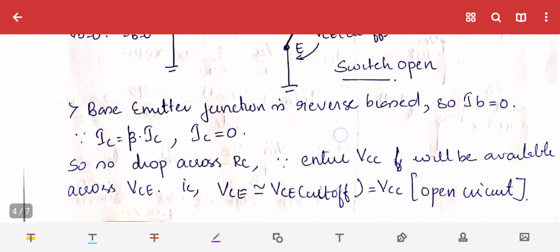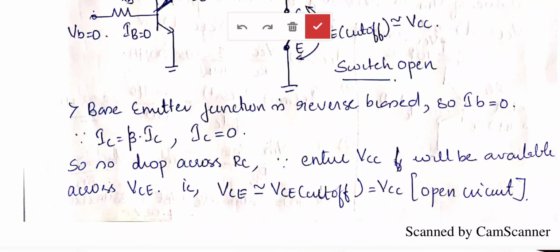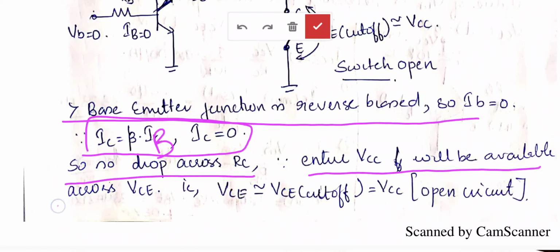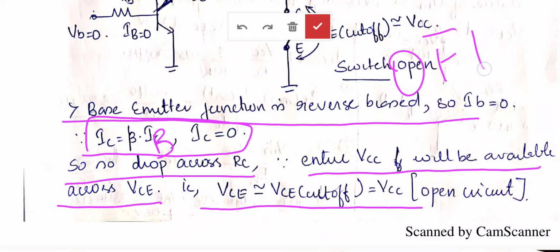So you can see here in this particular condition, the base emitter junction is reverse biased. So base current IB is equal to 0. Since IC is equal to beta into IB, IC is also equal to 0. So no drop across RC, entire VCC will be available across VCE. VCE means collector emitter. So VCE is known as VCE cutoff, that is equal to VCC, which is nothing but an open circuit. In this case, switch is open circuit means switch is off condition.